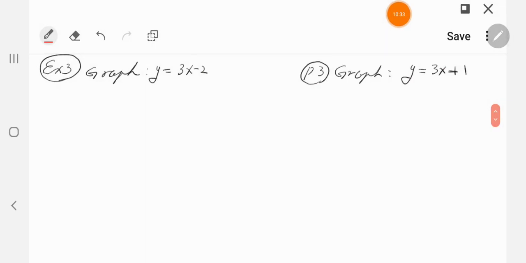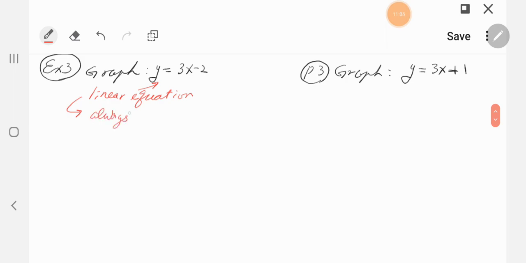Okay, exercise number 3. Graph the equation. When we graph this equation, is this a linear equation? This is a linear equation, right? Why? Because there are two variables x and y, and the exponent of x and y is 1. So this is a linear equation. Then if it's a linear equation, the graph is always a straight line.